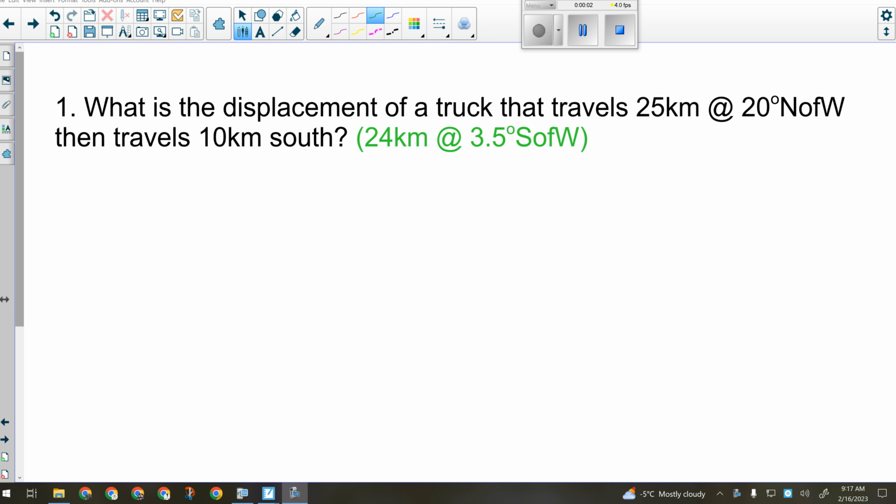Okay, so to start this one out, we want to draw the diagram. We've got 25 kilometers at 20 degrees north of west. When I want to draw that vector, I know that west is my reference direction, so I just draw a line that goes west.